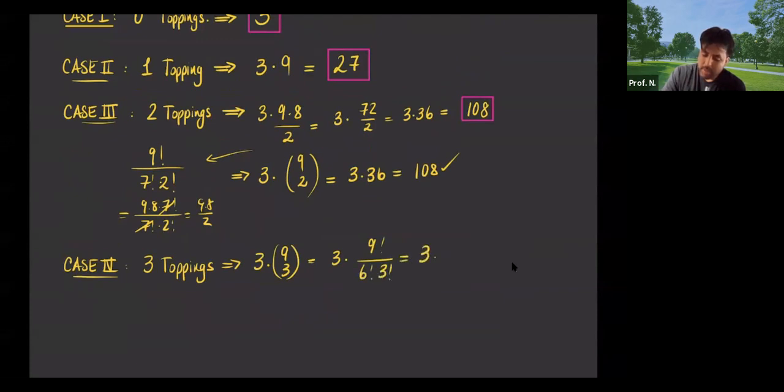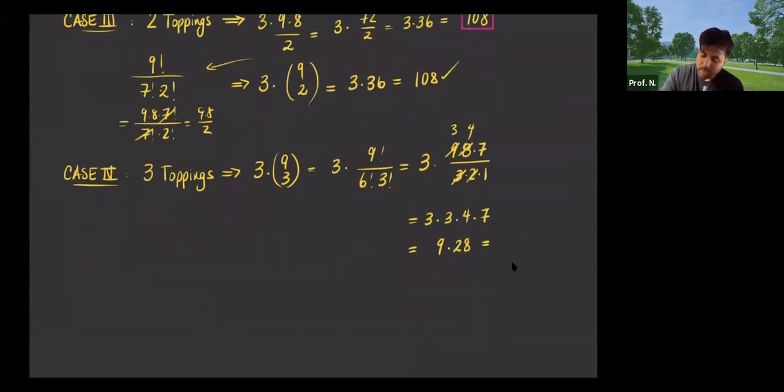This becomes 3 times 9 times 8 times 7 over 3 times 2 times 1. The 3 goes into the 9 3 times. The 2 goes into the 8 4 times. So I get 3 times 3 times 4 times 7. This is 9 times 28. And 9 times 28, we get 252.